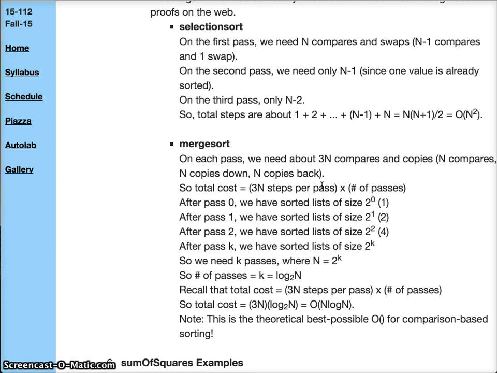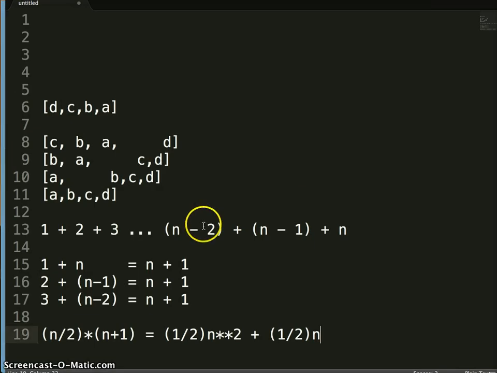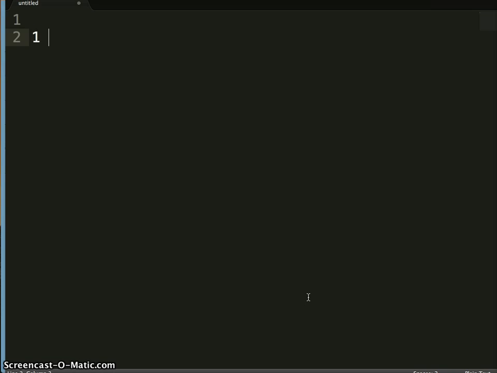The way that I like to think about it is, we're starting out at sorted lists of size 1. Then we get to 2, then 4, 8, 16, 32. This is the size of the sorted list at that point. So the question is, when do I get to a sorted list which is of size n?